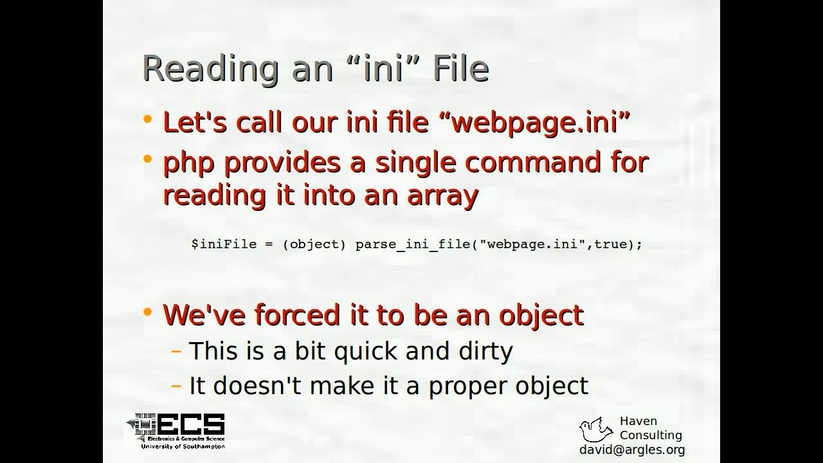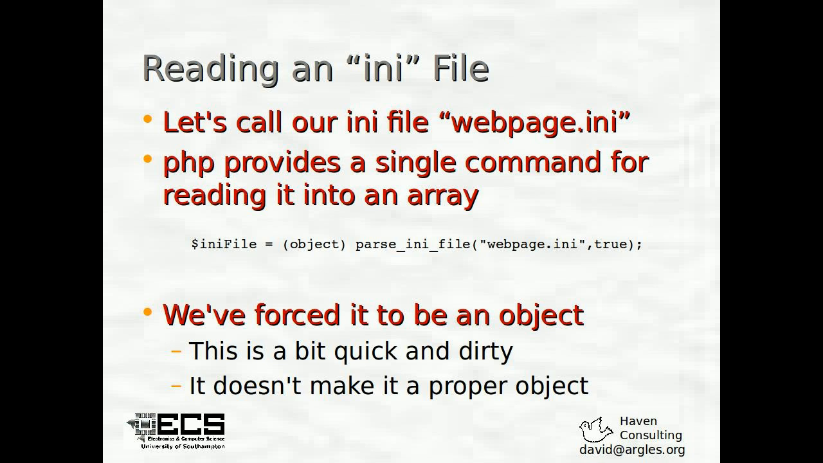Now we need to think about how we're going to read our ini file. So let's call our ini file webpage.ini to go with our webpage.class.php. PHP provides a single command for reading it into an array. So we can have ini file equals parse_ini_file webpage.ini, true. We won't go into what the comma true or comma false will do for now. We'll just accept that's the way it's done.